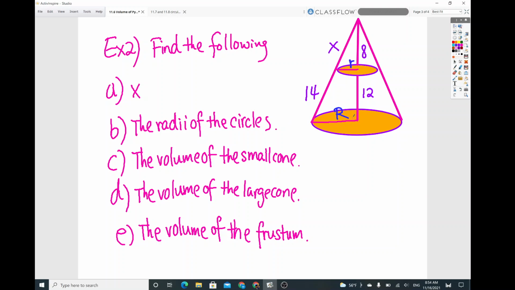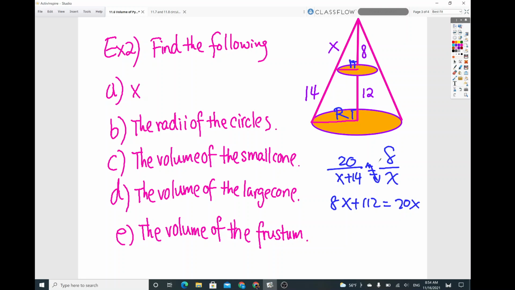So we take out this right triangle. This one is considered a similar right triangle, so we use proportionality. What we notice is that the height over the slant height here, a over x, is the same as the ratio of the height of the entire cone, 8 plus 12, which is 20, over x plus 14. Right here we can cross multiply: 14 times 8 is 112, and on this side 20x.